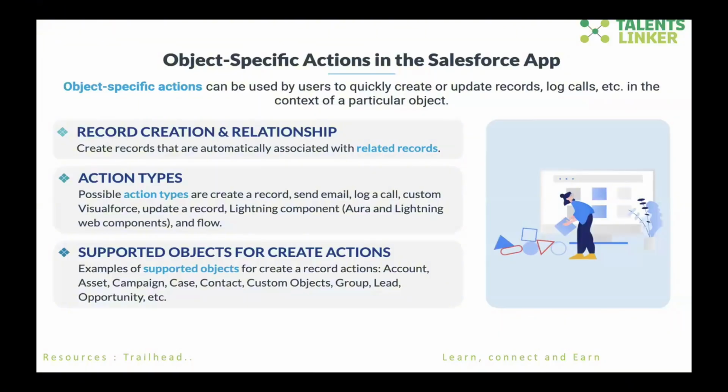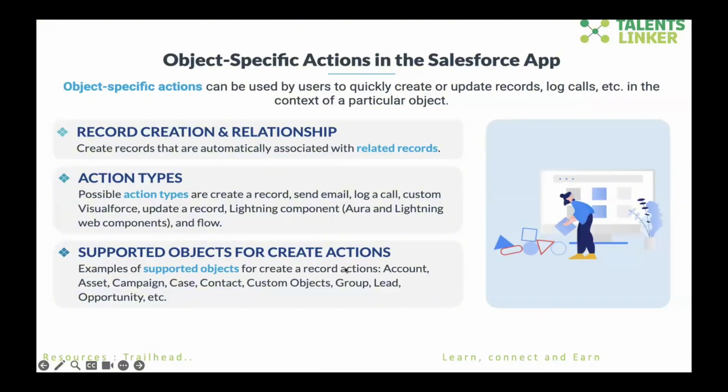We go to John LLC to create a project. That project is immediately having a relationship with John LLC. That's what it means. Then action types can be created. You can create a record, send email, log a call, Visualforce, update a record, and several other things. At the same time, we can use it for flow as well.